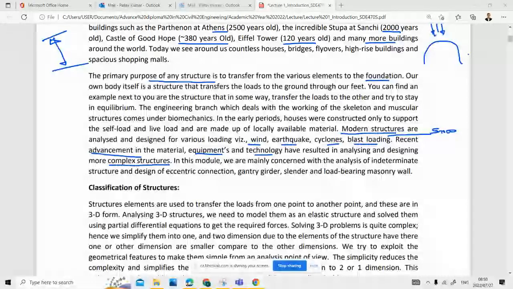I can see somebody, sorry, you are not able to see my screen. Yeah, let me, sorry. Can you see now? Yes, sir.